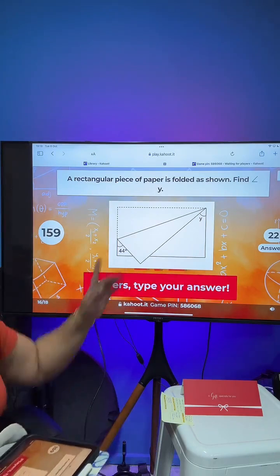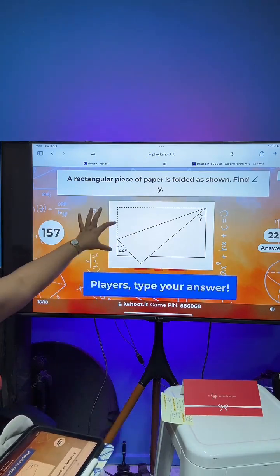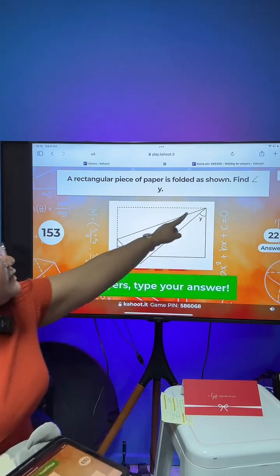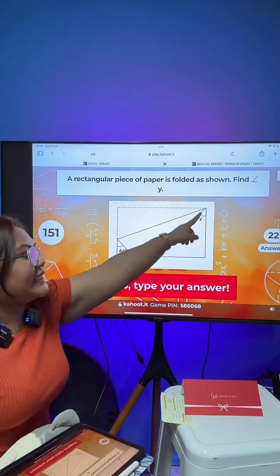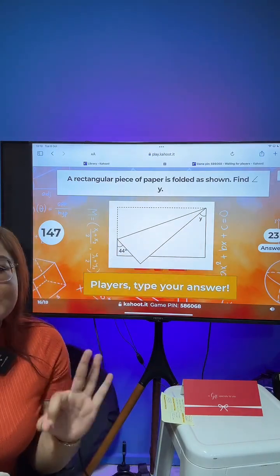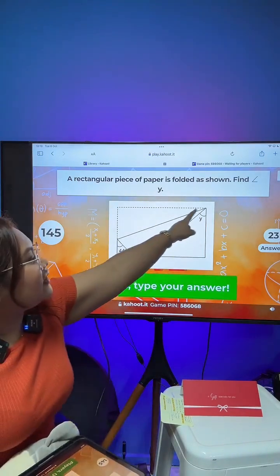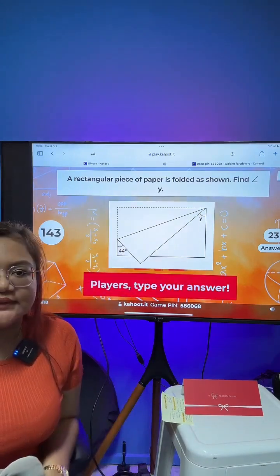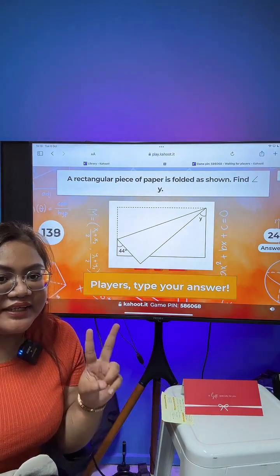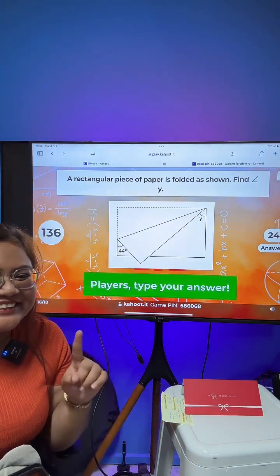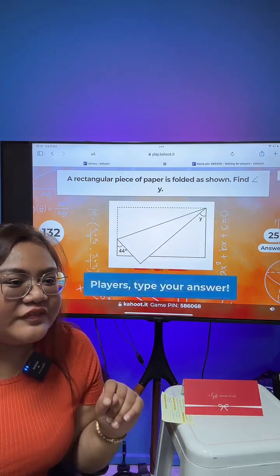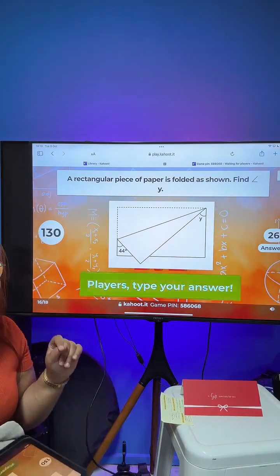Okay, first hint, angles on a straight line. Second hint, angles in a triangle. Finally, third hint, corner angle of a rectangle. First hint, angles on a straight line. Second hint, angles in a triangle. Third hint, corner angles of a rectangle.